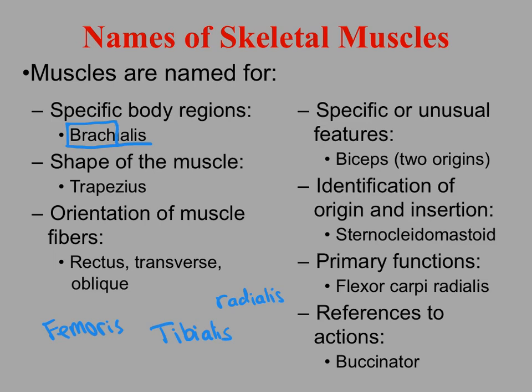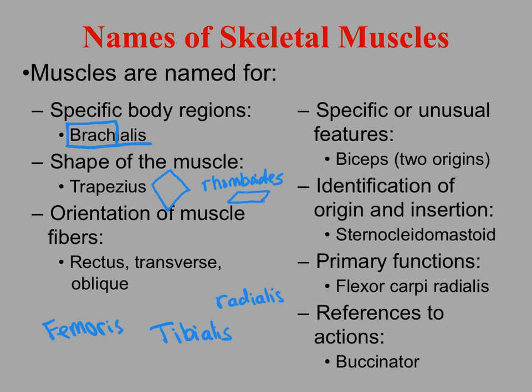Sometimes muscles are named for their shape, like the trapezius muscle group. They kind of have this kite shape. There are the rhomboids, which have a rectangle kind of off to the side, a rhomboid shape.